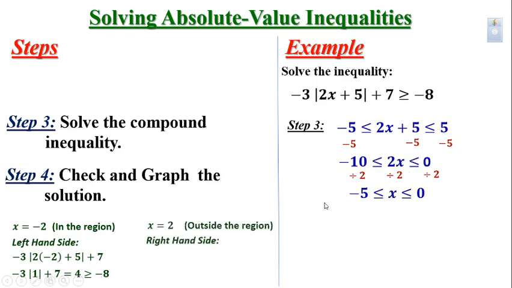Let's try a number in the region that should not work. That means it should give us a false answer. We try 2. I try a number that's not in between here. You could try a number to the left or a number to the right.